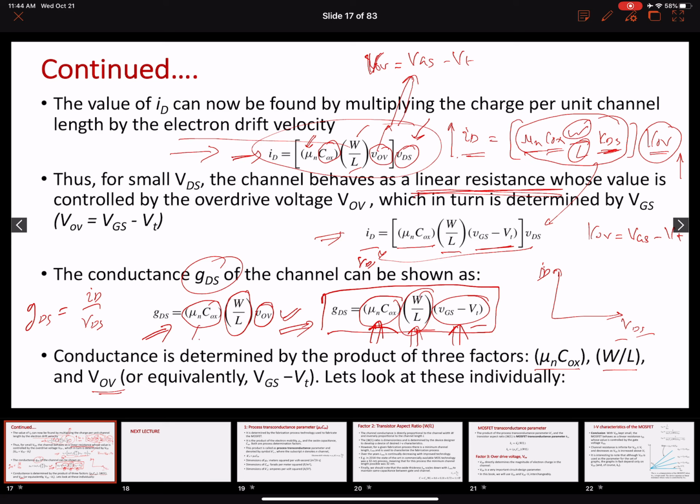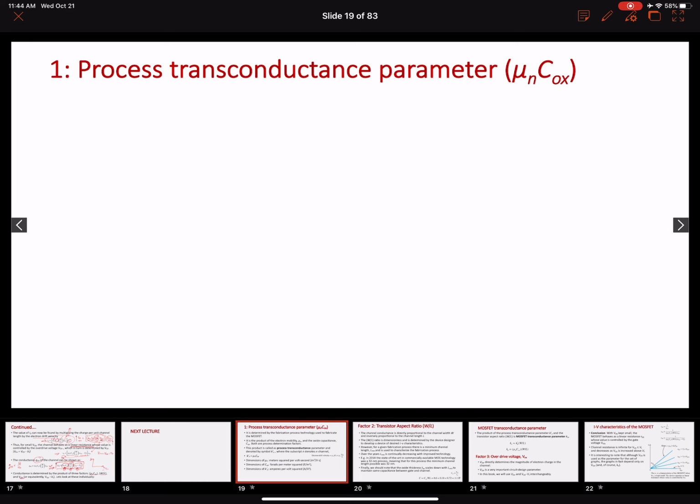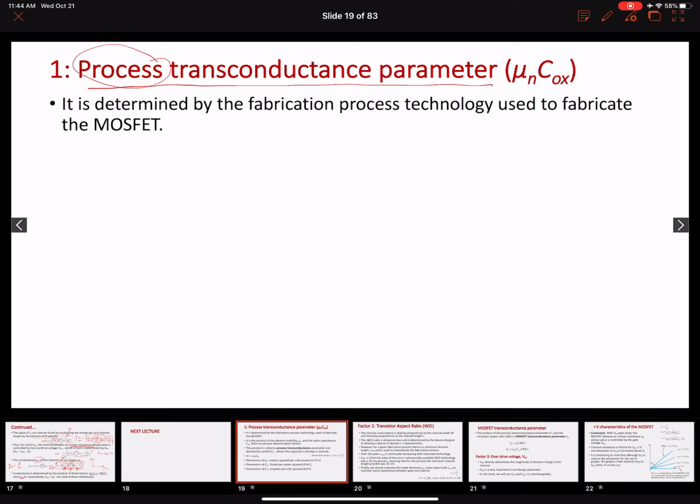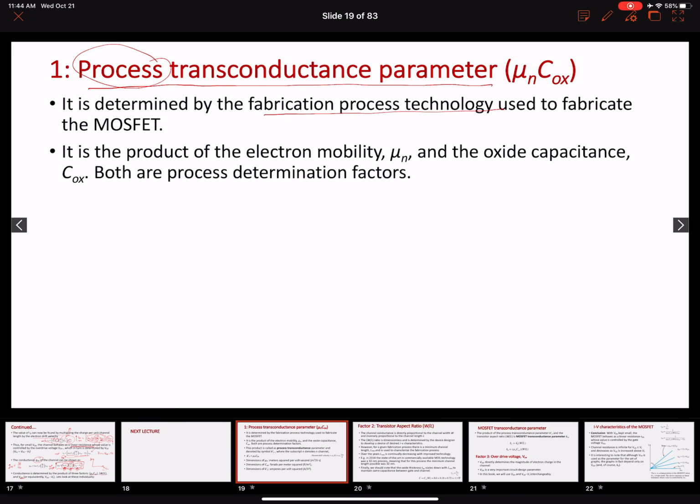The first one is mu and Cox. Mu and Cox is called the process transconductance parameter. This word process is essentially the fabrication process and all the details related to the technology that are used to fabricate these transistors. So it is determined by the fabrication process technology.